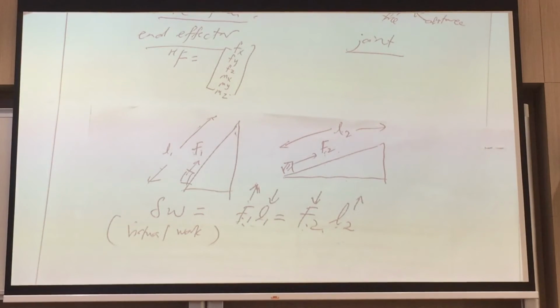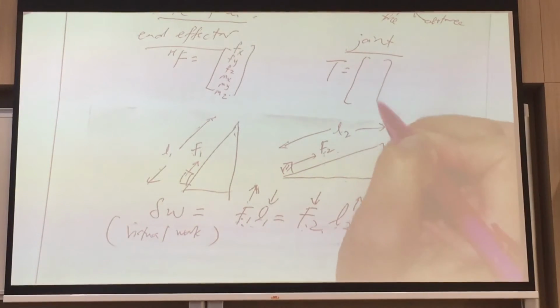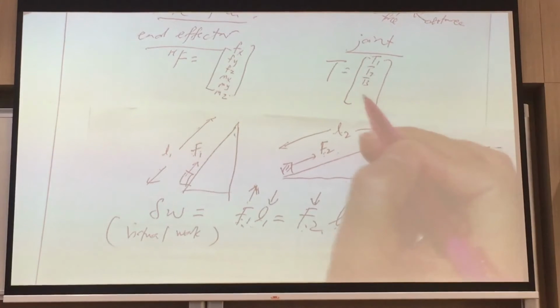For the joint, I'm going to call it T. The joint forces and torque. Same thing, you have 6 elements, T1 all the way to T6.